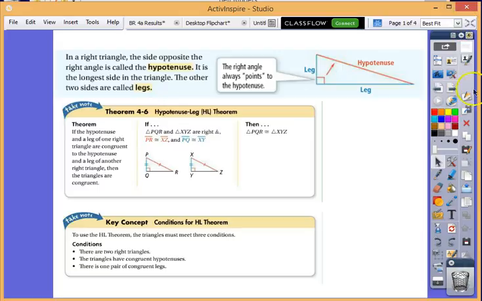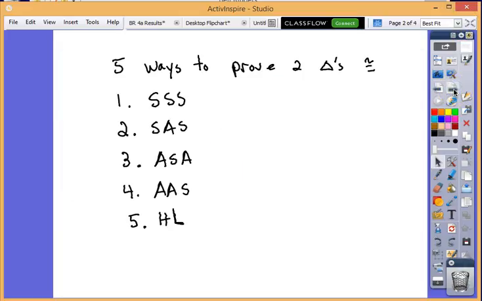Now, by the way, what are the 5 ways to now prove two triangles? I said lines parallel. I meant triangles congruent. What are the 5 ways to prove two triangles congruent? Side, side, side; side, angle, side; angle, side, angle; angle, angle, side; and hypotenuse leg. Those are the 5 ways to prove two triangles congruent. I would expect you, if I ask you tomorrow on a pop test, to be able to tell me what are the 5 ways to prove two triangles congruent.